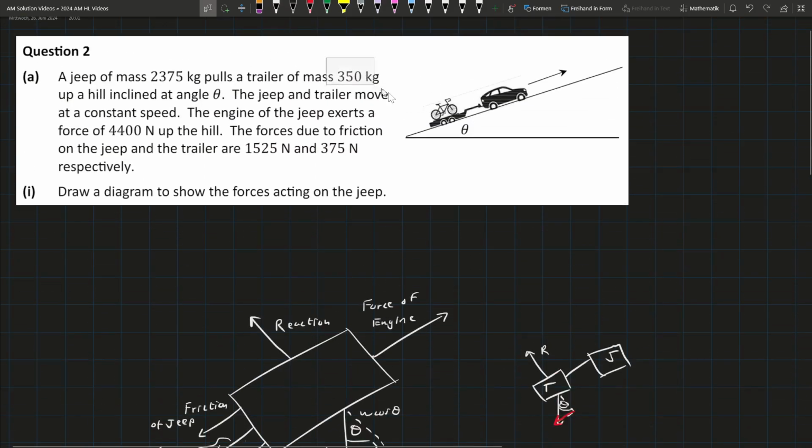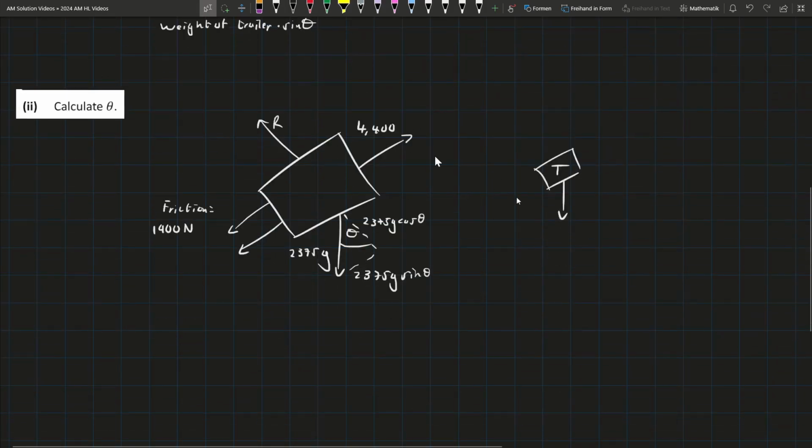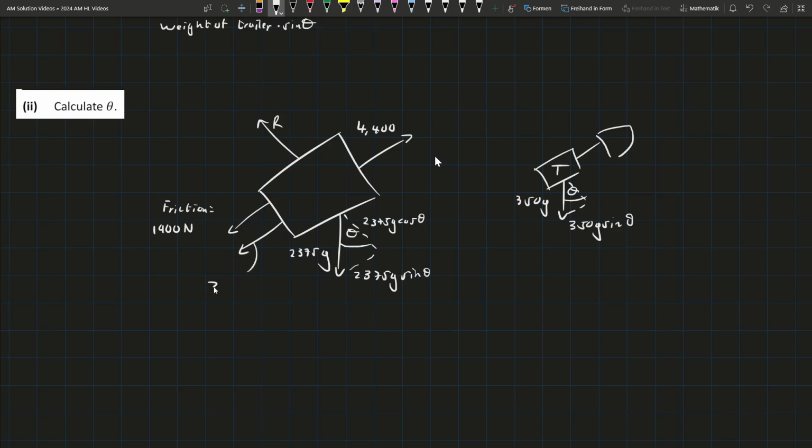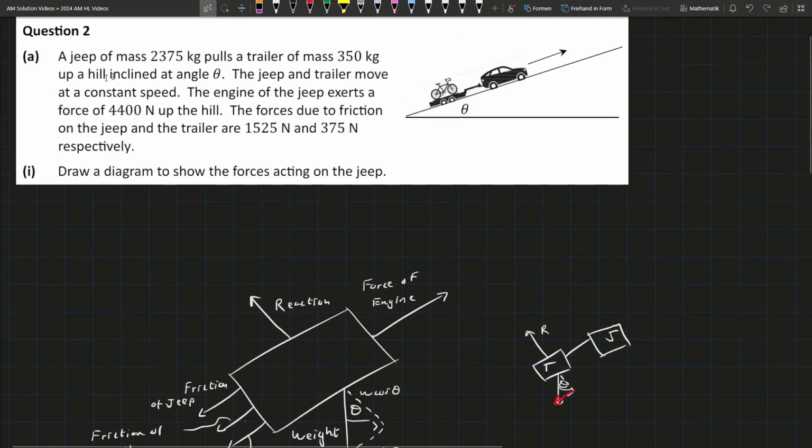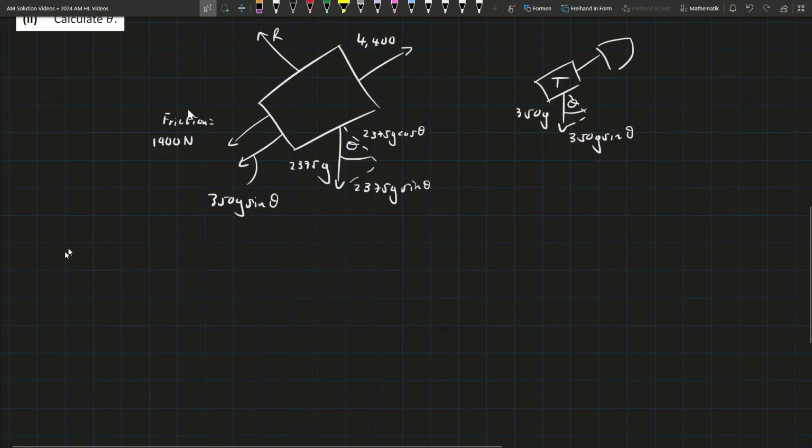the weight of the trailer has a mass of 350 kg. So we'll have 350g as the weight. And then we have this 350g sine theta here, and that's going to be pulling, obviously because it's connected to the Jeep, it's going to be pulling the Jeep down the hill with the 350g sine theta there.